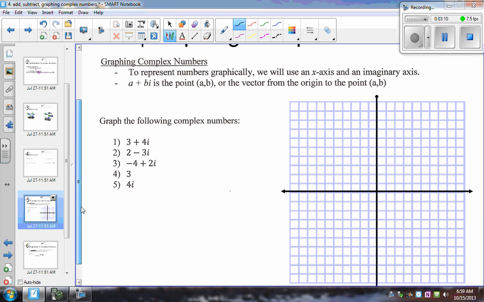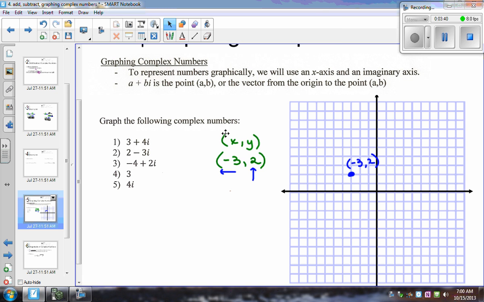Hopefully you remember that when you graphed a coordinate back in algebra, you would have an x and a y value. So if we wanted to graph the point -3, 2, we know that we would go left 3 units on the x-axis, up 2 units on the y-axis, and we'd be able to plot that point of -3, 2. Again, stuff you guys already hopefully remember or just needed a little refresher of.